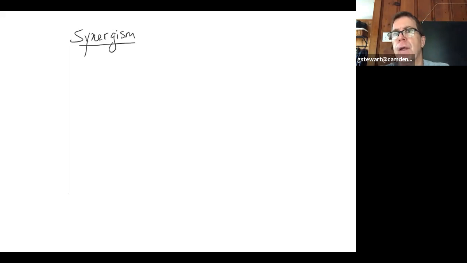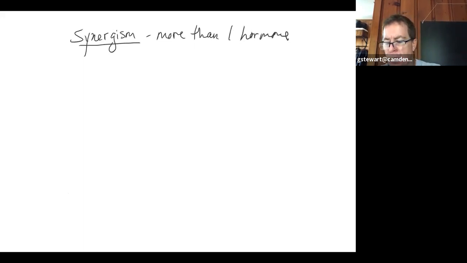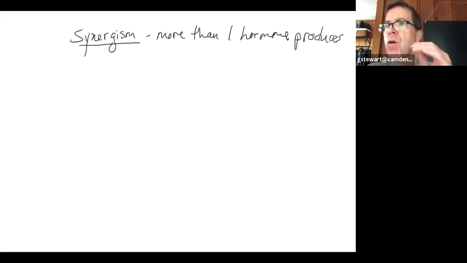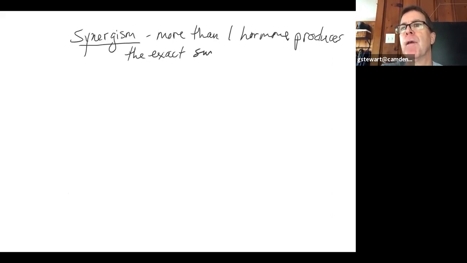Synergism is a term used when more than one hormone produces the exact same effect. It doesn't enhance the effect of one hormone or the other. More than one hormone produces the exact same effect at the target cell.